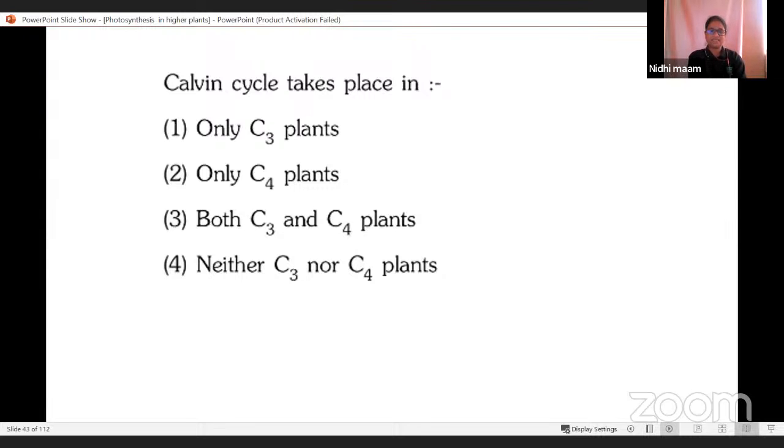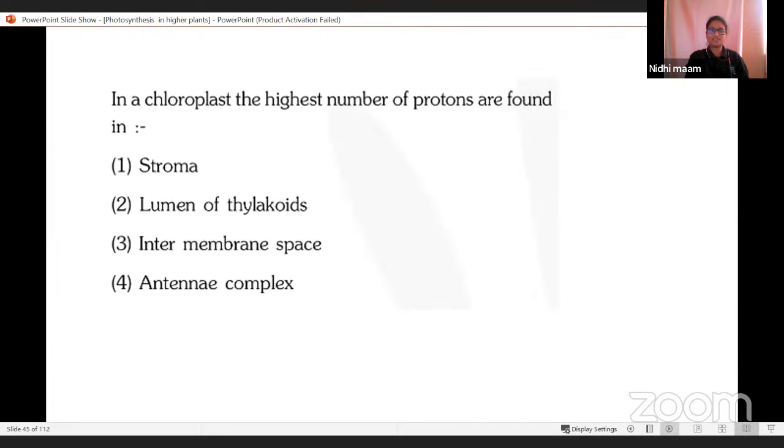Calvin cycle takes place in: only C3 plants, only C4 plants, both C3 and C4, neither C3 nor C4. The quick response is given by Shashank. What about others? Yes, YouTube students. Bhuvan, Sharath also answered it. Fine. So the right answer is option C, that is both C3 and C4 plants. That is the Calvin cycle.